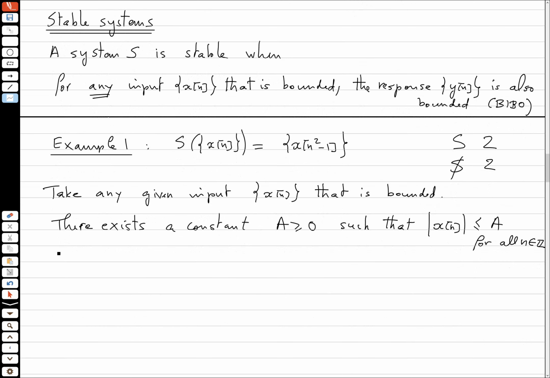So now y of n is x of n squared minus 1. So what is going to be the absolute value of y of n? It is going to be the absolute value of x of n squared minus 1. But what do we know about x of n? We know that this is less than a for all n. So if it's true for all n, is it true for this one? Yeah. It's true for all n. So 0, 1, 2, 3, 4, 5, all the way to plus infinity and minus infinity. This is one of these numbers. So this must be less than a also.